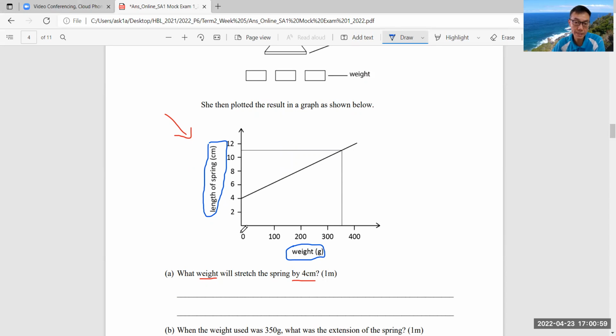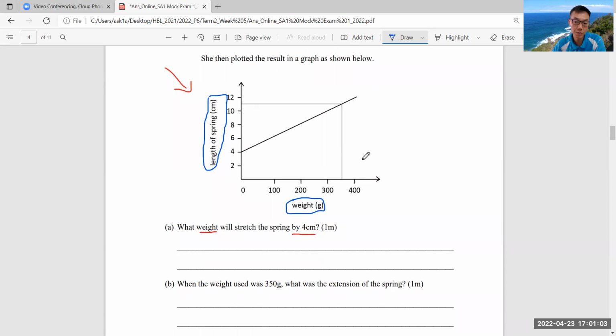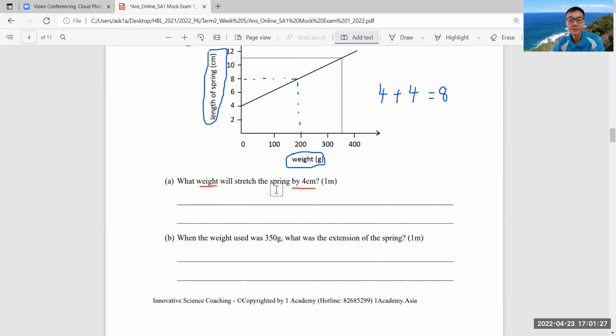Okay, when there's no weight, the length of the spring is 4 centimeters. So 4 centimeters is the original length. So what weight will stretch the spring by 4 cm? As you know, the original length is 4. If you want to stretch another 4, it is 8. So you look at this part at 8. You dot a line across and you dot it down. You should get exactly 200. So this answer is 200. And do remember to put in the units, 200 grams.